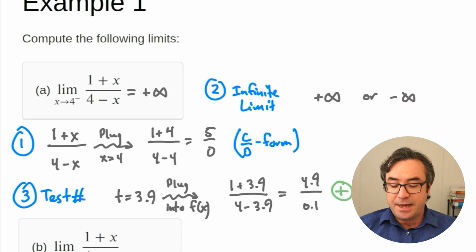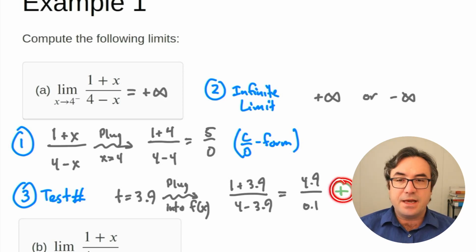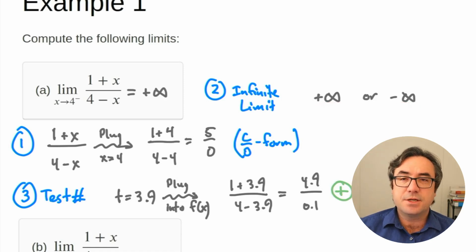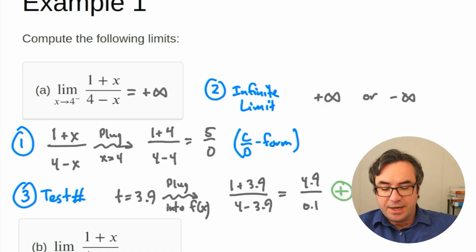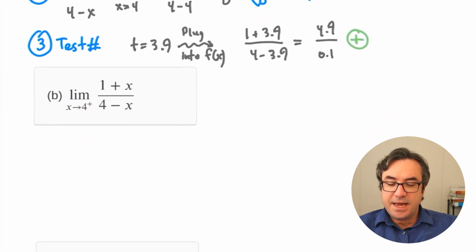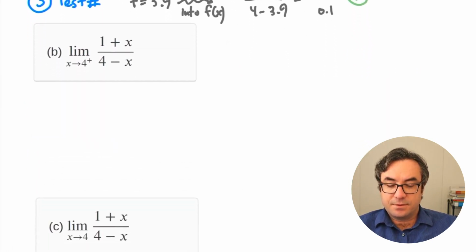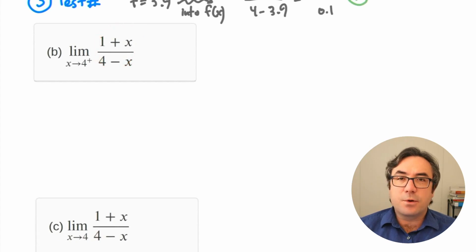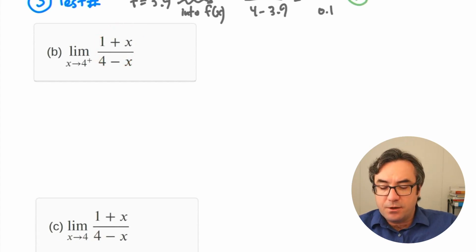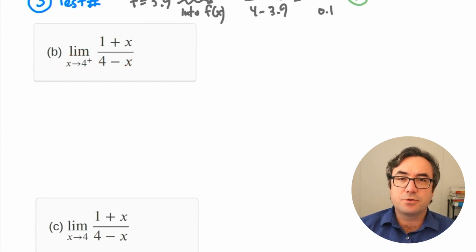And then the third step is to pick a test number that's kind of close to the number you're approaching, plug it in, and see if you get a positive or a negative value. And then that tells you which of these to pick. So let's try this again. Same function, but now we're going to be approaching from the right-hand side.